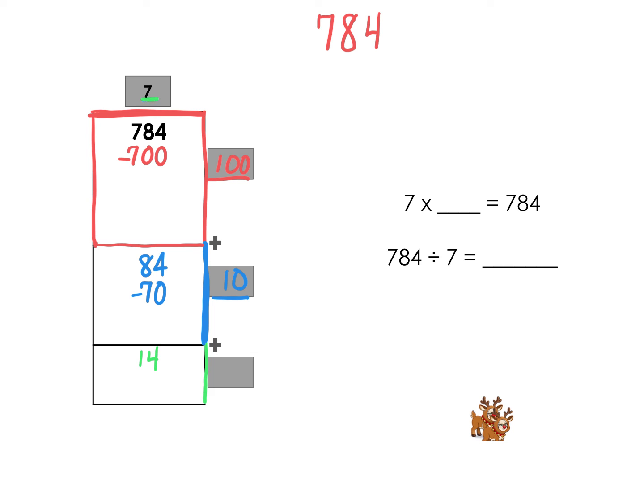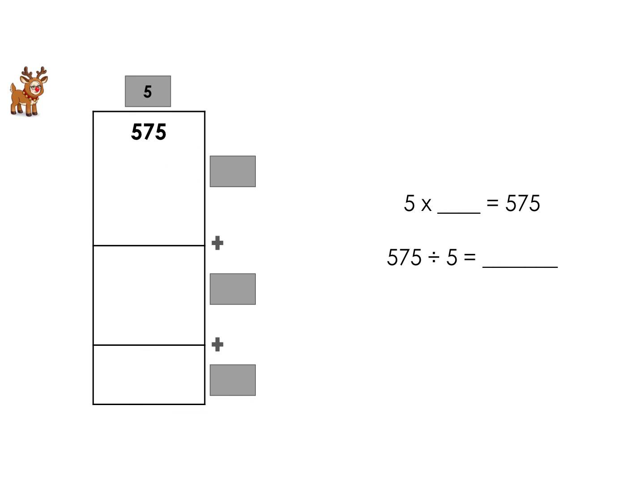Last one, 7 times what is 14? Again, an easy math fact. I've got all of my 784 distributed to the 3 line segments. So I'm going to add these guys up, 100, 110, 112. And I'm going to write it both as a multiplication problem and a division. Okay? Woo, that's a lot to absorb. Let's try one more, and then we'll call it quits.